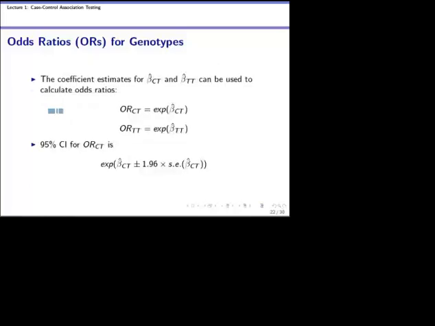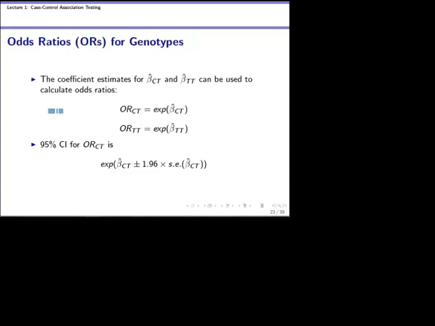So how do we get the odds ratio? What's the odds of disease if you have the CC genotype? How do I get my odds? E to the beta naught. That's the odds of disease if you have the CC genotype. What's the odds of disease if you have the CT genotype? E to the beta naught plus beta CT. What's the odds of disease if you have the TT genotype?